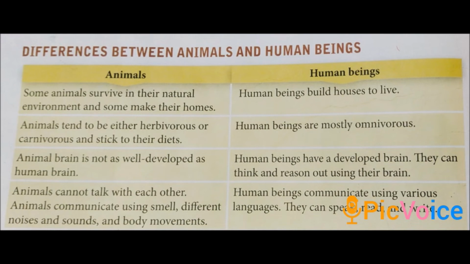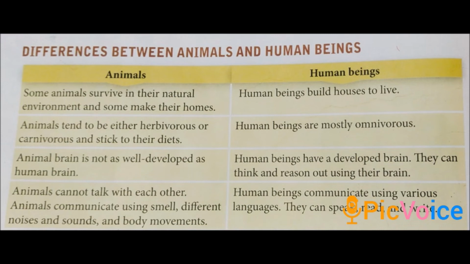How do animals live? Animals survive in their natural environment and some make their homes. What will human beings do? Human beings build houses to live. Human beings will build their own house.